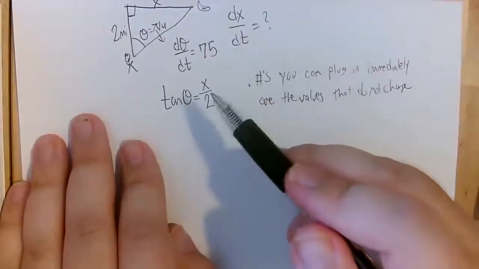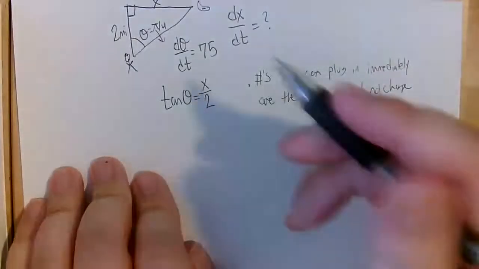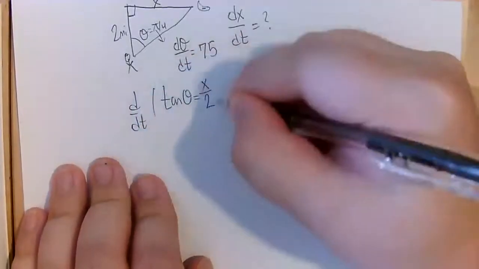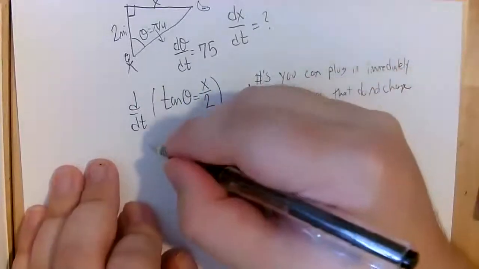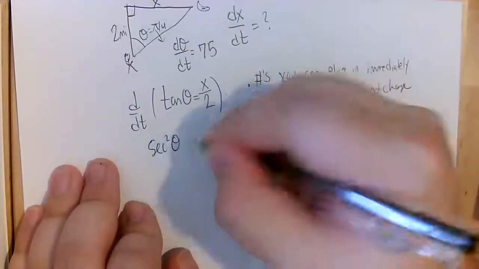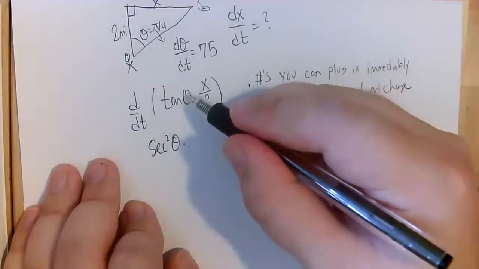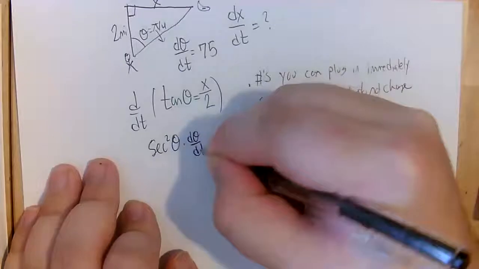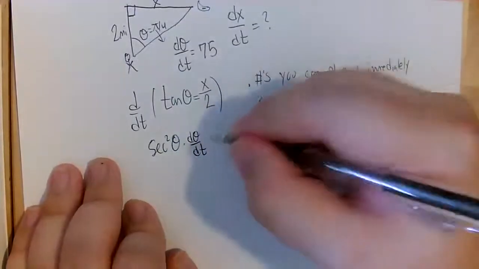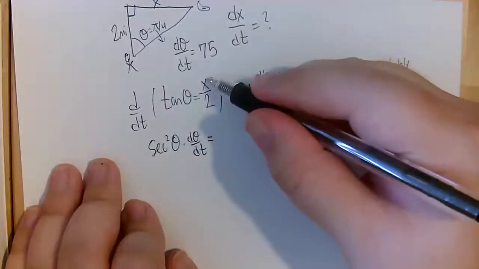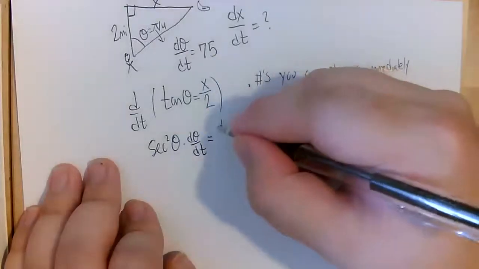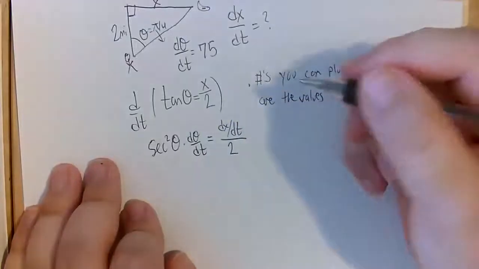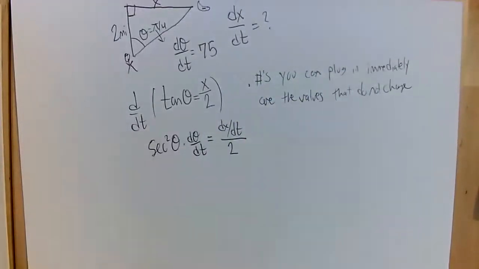Okay, anyways, we have our equation here. Now let's go ahead and do our derivative with respect to t. The derivative of tangent is secant squared, but then we need to multiply by the derivative of theta with respect to t, that's d theta/dt. Over here, we need the derivative of x with respect to t, so that's dx/dt. And the 1/2 is just a constant.